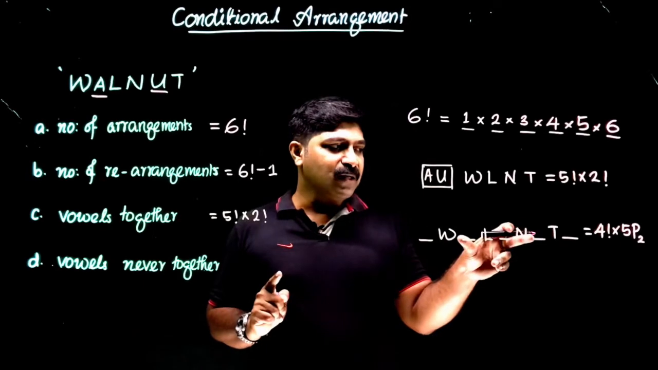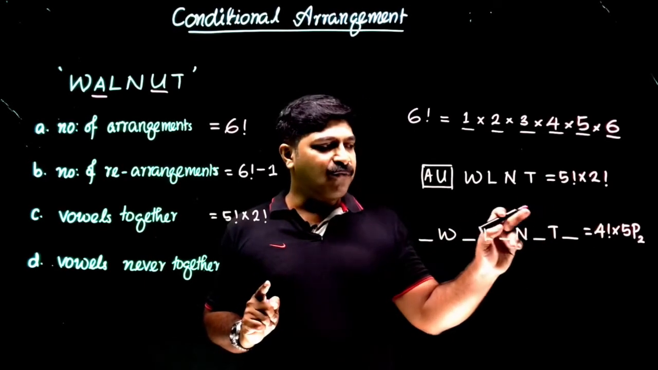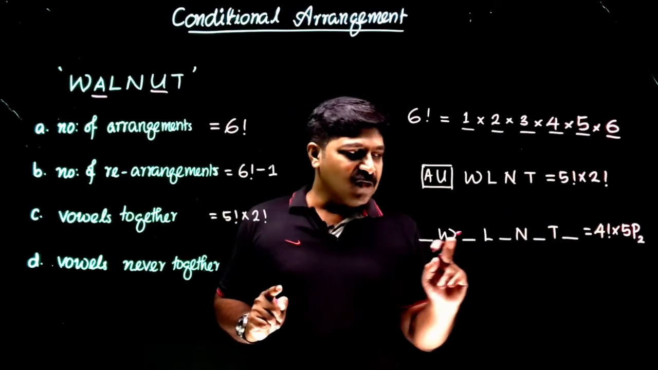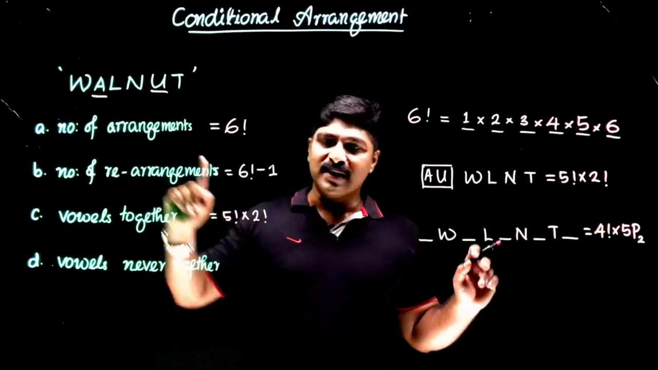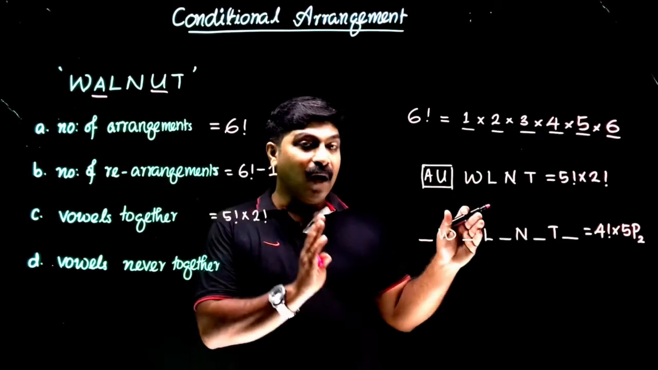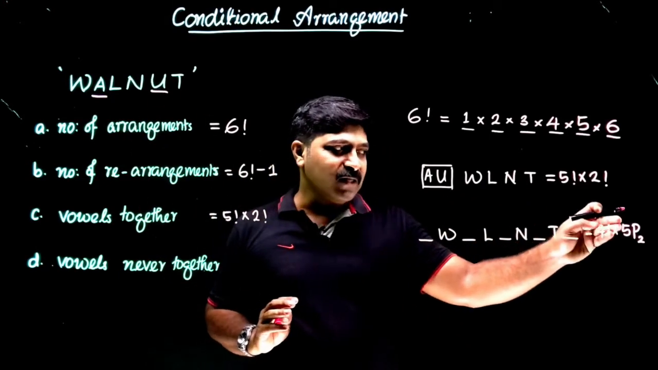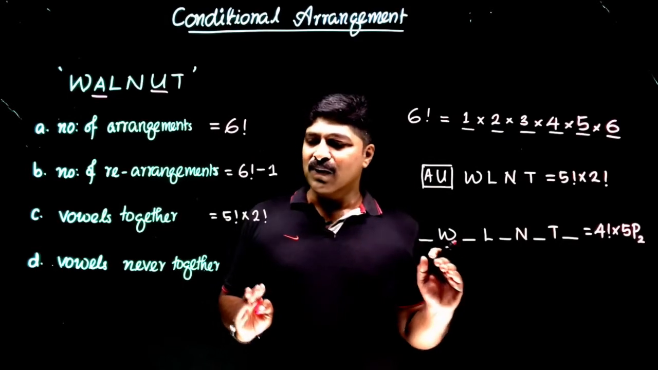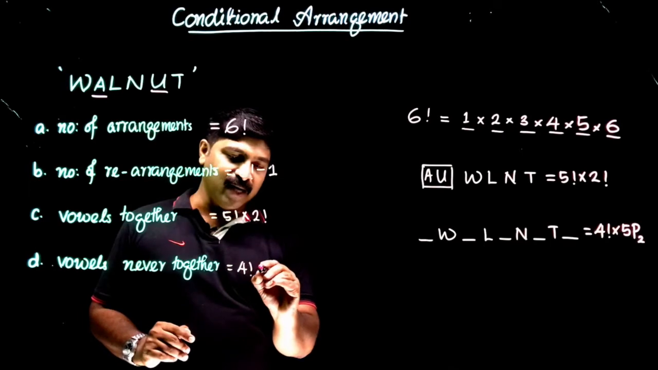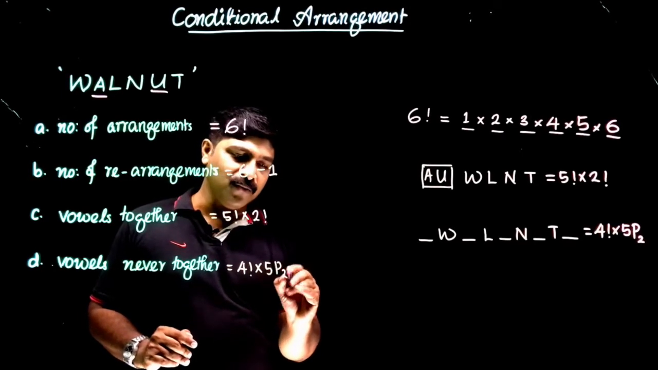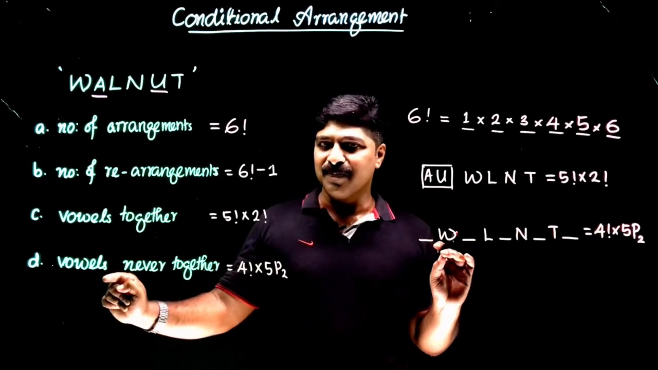So first step, we have to arrange all the consonants. There are 4 consonants, hence 4 factorial ways. As per the arrangement of 4 consonants, we will get 5 alternate places. We have only 2 vowels, therefore we are checking how many different ways these 2 vowels can be filled in the 5 given places, that is 5P2. So the answer for this question is 4 factorial into 5P2.